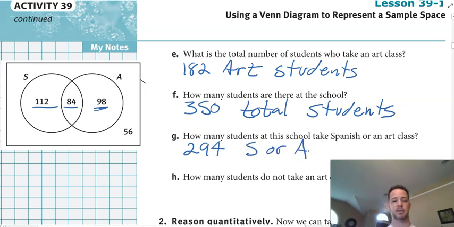And the last question in this section, how many students do not take an art class? So how do we figure out how many students do not take an art class? We just add up the pieces that are not in art. So 112 and 56, we get 168 for that one.